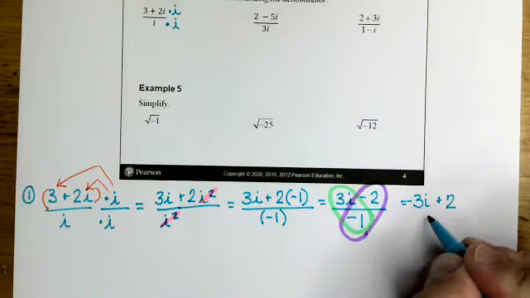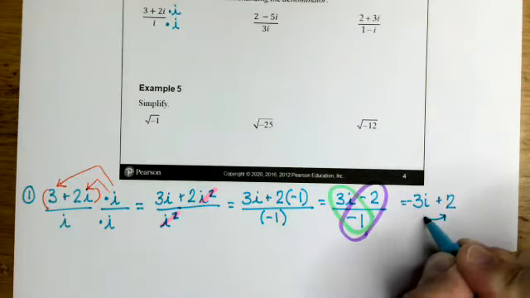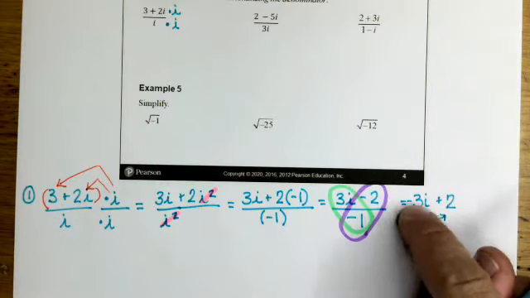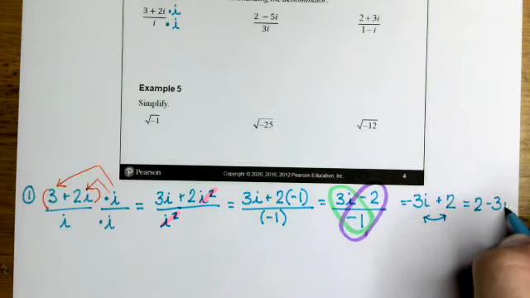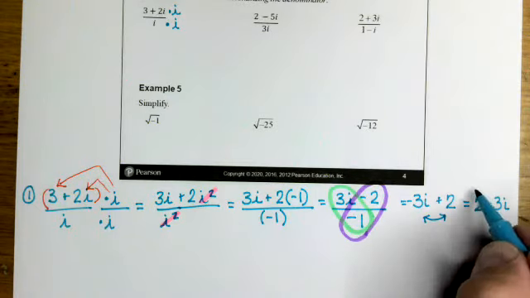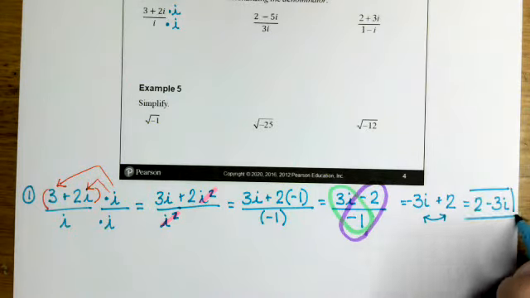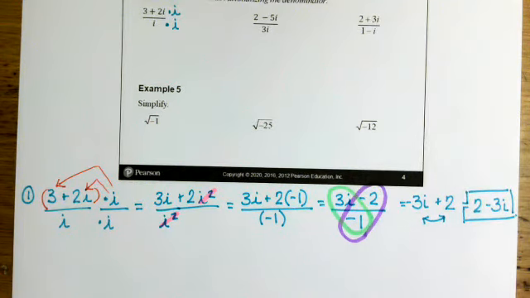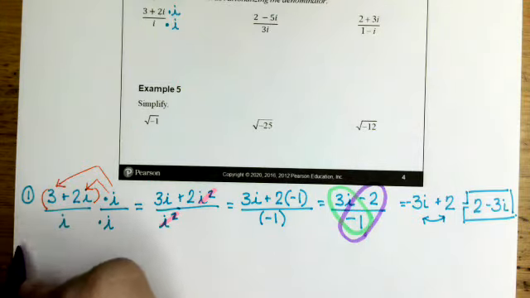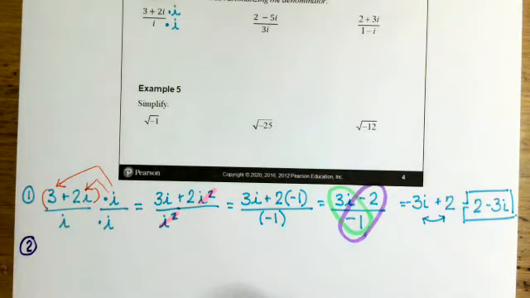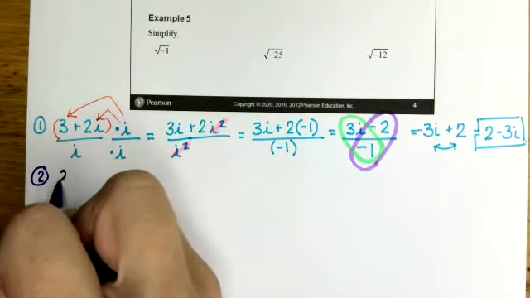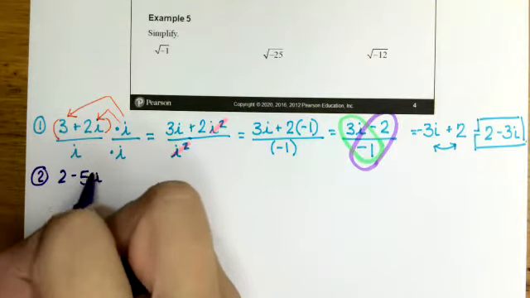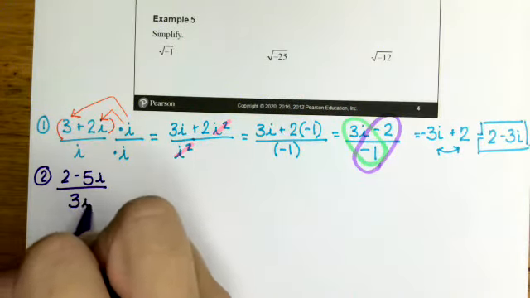And remember, I want the real number in front, the imaginary number in the back. So I'm just going to put the 2 in front of the -3i, and I'm done. So the answer to number 1 is 2 minus 3i. Number 2. Number 2 is 2 minus 5i over 3i.